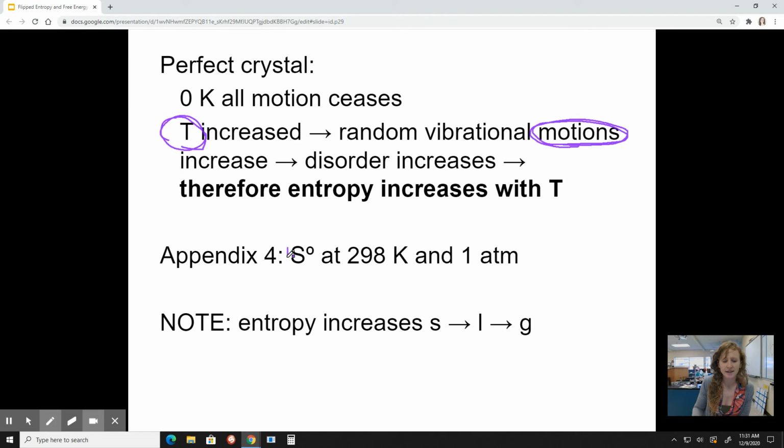If you look at delta S values in the back of your book, it is good to note that those values are given at 298 Kelvin in 1 atmosphere. 298 Kelvin is 25 degrees Celsius in 1 atmosphere.